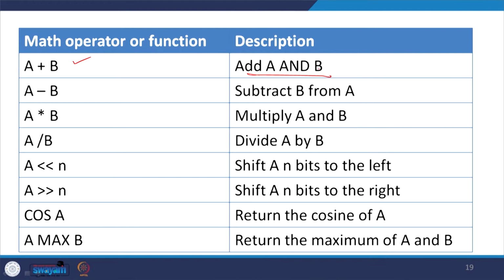Here are the basic math operators or functions with their descriptions. A plus B is for adding A and B, this is for subtraction of B from A, this is for multiplication, and division. This means shift A n bits to the left, and this means shift A n bits to the right. And here, return the cosine of A. Max returns the maximum of A and B.